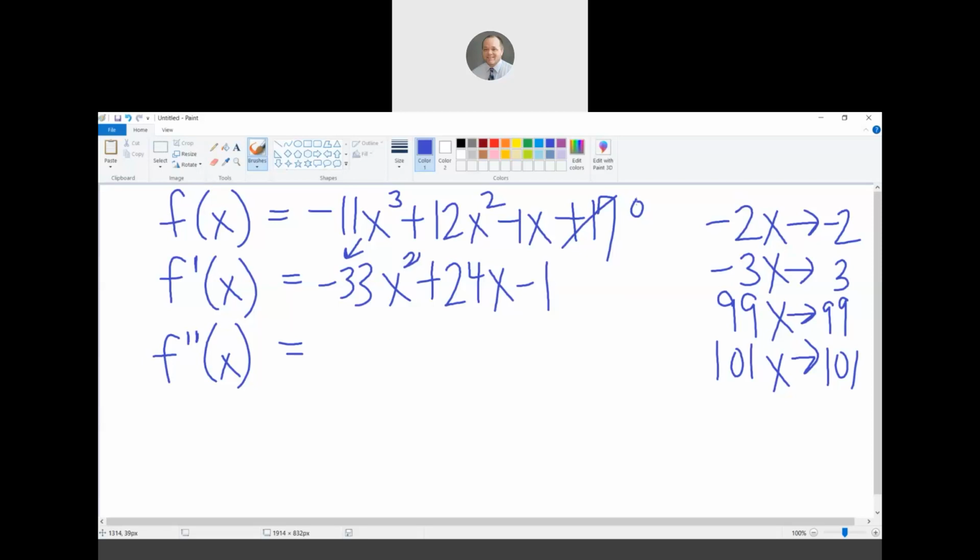To find the second derivative, use the power rule again, and also the constant rule. The derivative of our first term would be negative 66x. Going down the line here, plus 24. And the derivative of negative 1 is 0. So in most cases, when you're asked to find the second derivative, you're just taking the derivative twice.